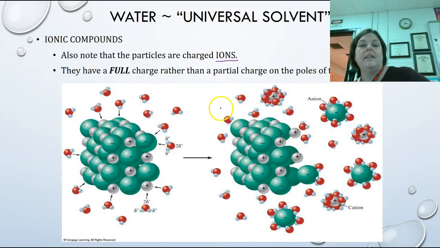So what we see here is a sodium chloride model. The green spheres are the chlorine, the silver spheres are the sodium. And what we see happening here is that the positive hydrogens are being attracted to the negative chlorines, and the negative oxygens are being attracted to the sodium. So much so that we're seeing that lining up everywhere all over here.